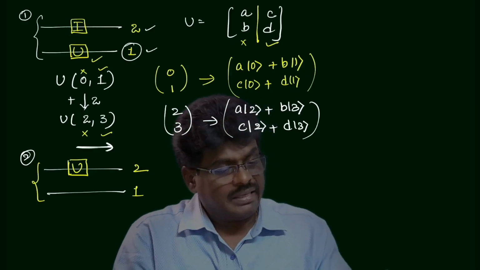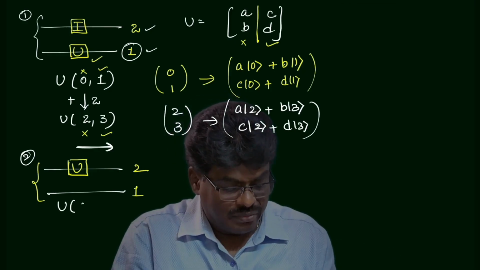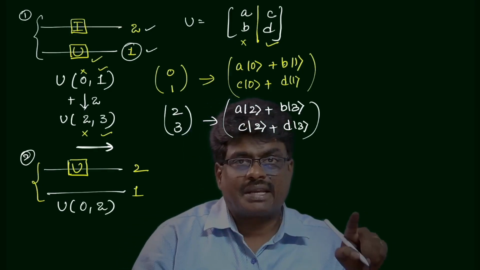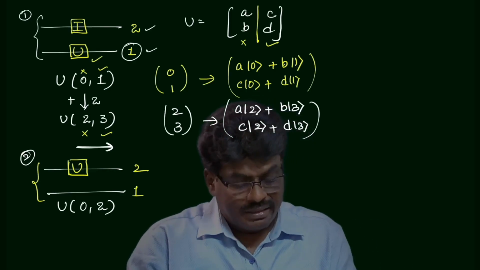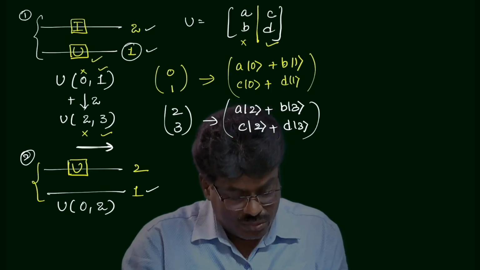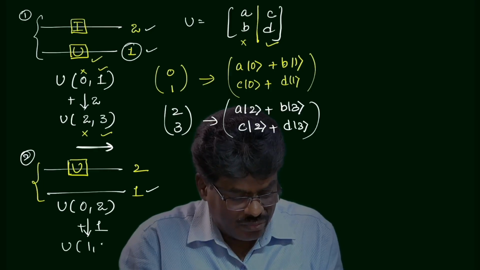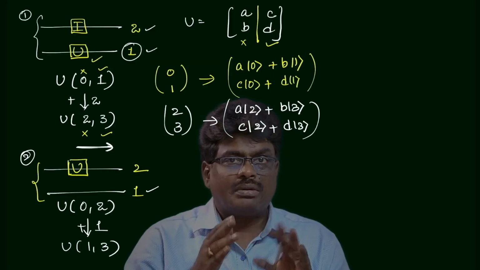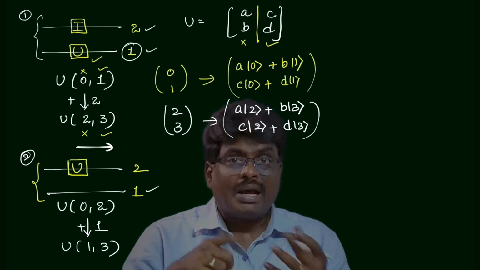Now here it is identity, leave it, no need to consider in our method. This is u of 0 comma 2. This time it is on that second line. So that's why 0 comma 2. The remaining is what? 1. So just add that. This is u of 1 comma 3. So total it creates a superposition of 0 and 2 and superposition of 1 and 3 with amplitudes.